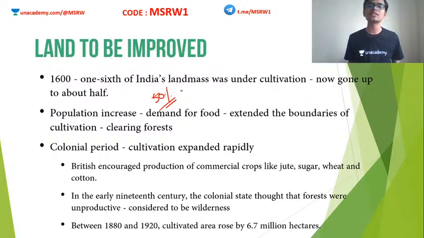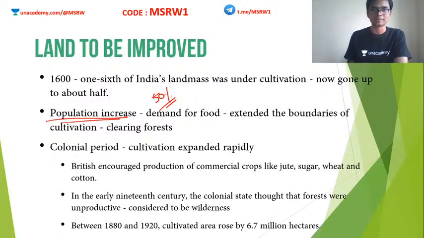Under cultivation means cultivation of crops, paddy, tea plantations, or oak plantations, whatever, some kind of cultivation. So why did this happen? What is the cause of this rise in land utilization for the purpose of cultivation? Simple.